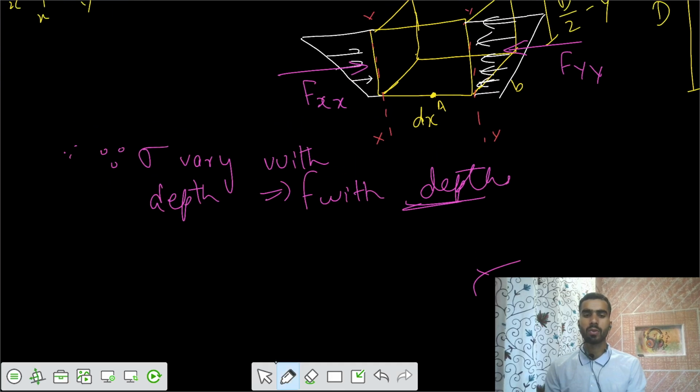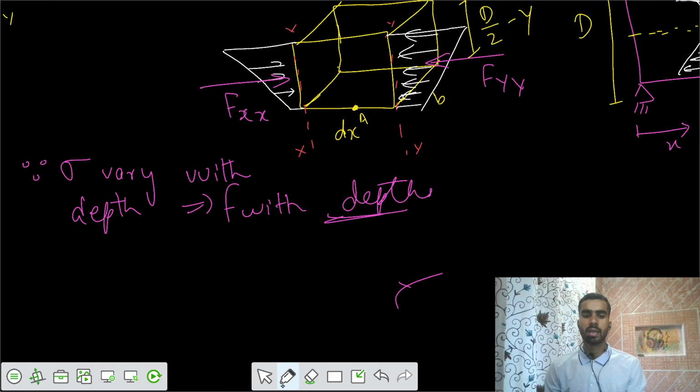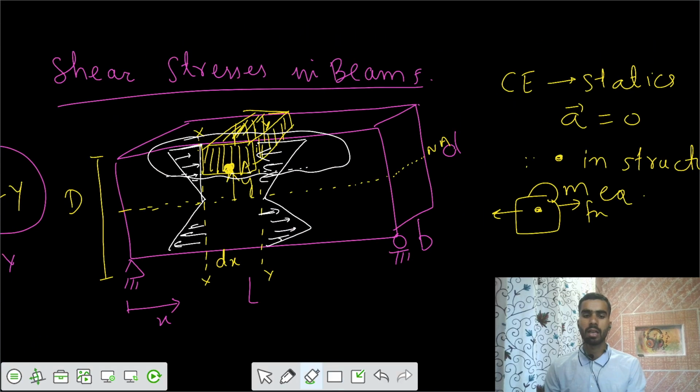You want to say what is the total force. For that you need to take a differential element out of that total depth of d by 2 minus y. Our point was at a distance of y from the neutral axis. So let's take from the cross section a point A at a distance of y from the neutral axis.